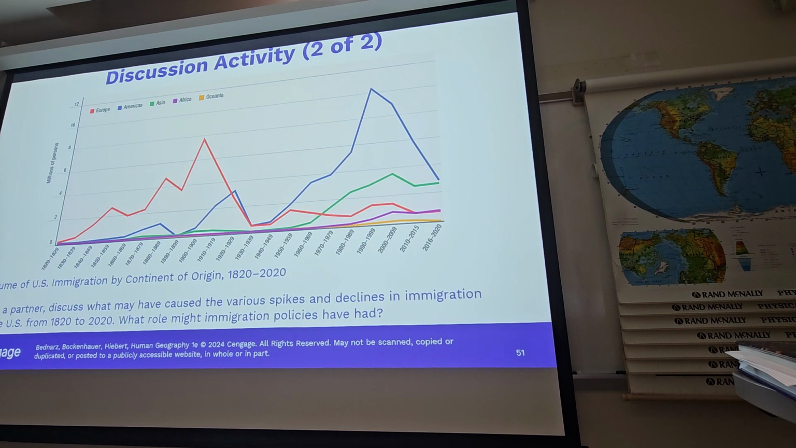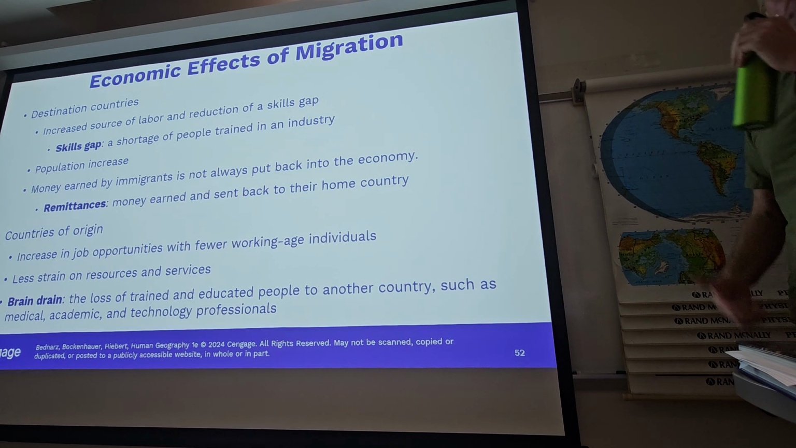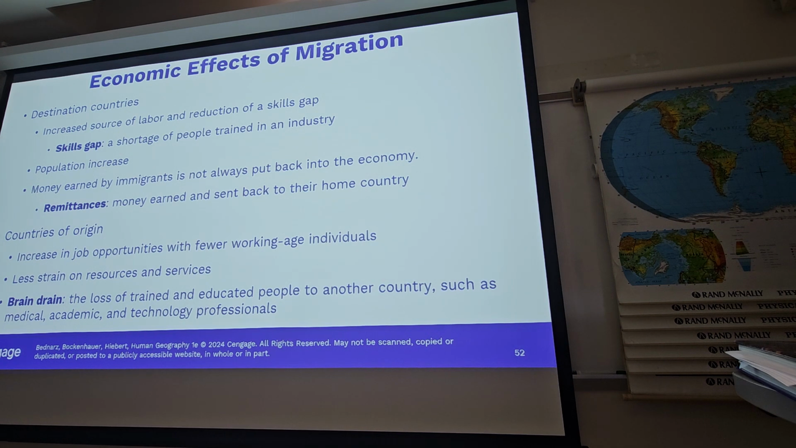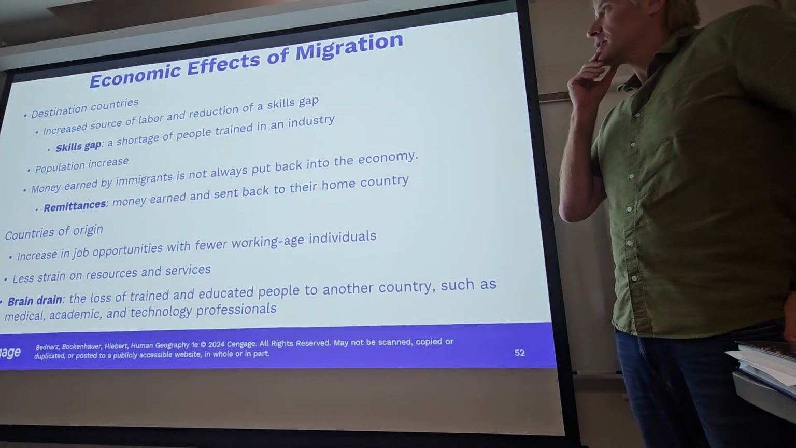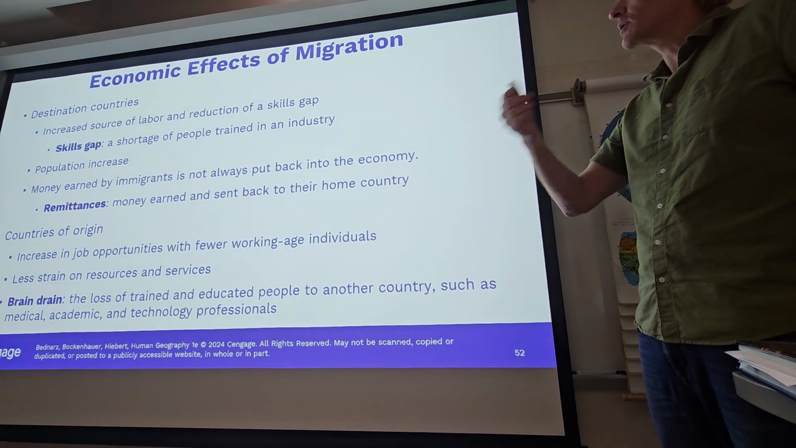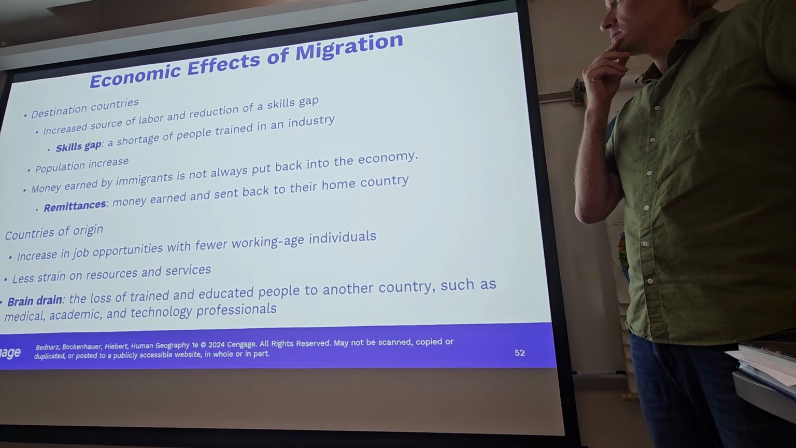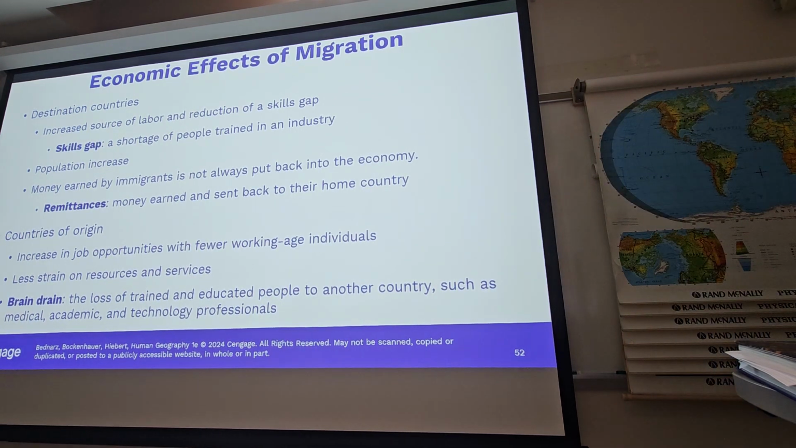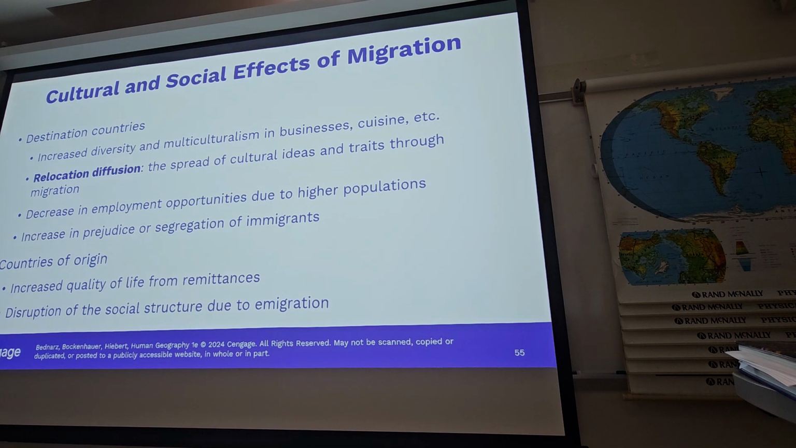All right. Actually, I already looked at that map. I think I already talked about most of these. Let me just make sure I didn't miss anything. Skills gap, we talked about that. Remittances, that's the money that you send back to your home. Brain drain, talked about that a bit. Yeah, I talked about a lot of these things already. Graph is not so great.